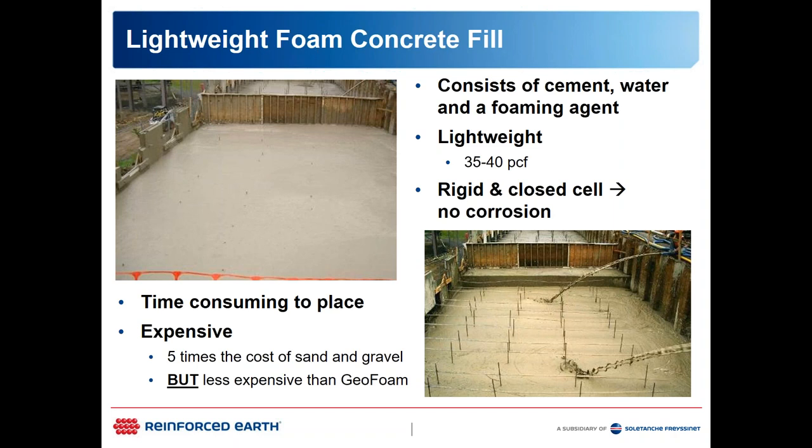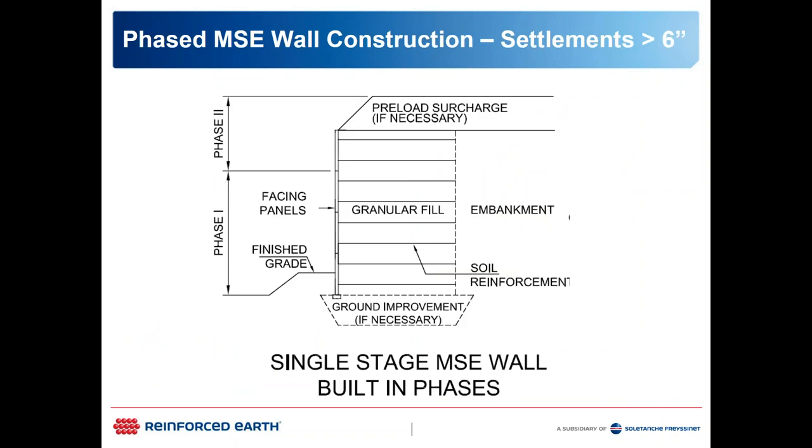If you are expecting more than 6 inches of settlement, or let's say that you are building a wall where the bearing capacity is not sufficient, one of the options in Illinois is to use a lightweight fill with 35 to 40 PCF so that the applied pressures are a lot less than what the soil is capable of handling. Another way of taking care of total and differential settlement will be to build the wall up to a certain stage and allow the wall to settle and then come back and finish the wall.